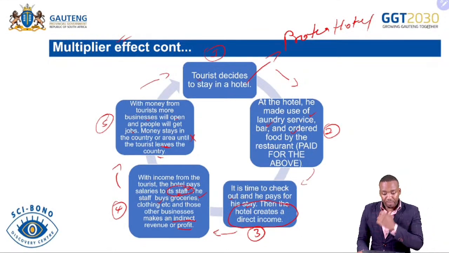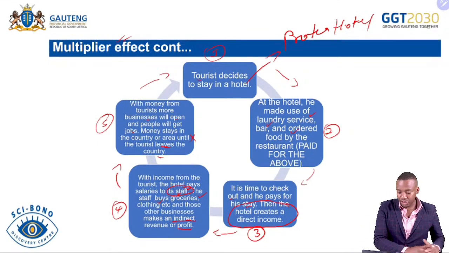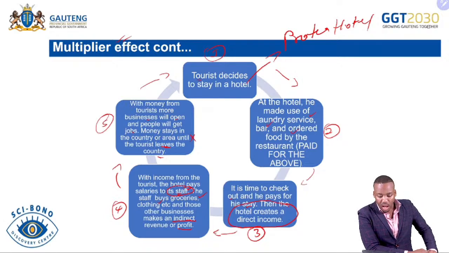Okay, right. We are back. We are still busy with foreign exchange. It is tourism. If you're not able to jot down the whole diagram, you can just take a picture of it, and then you'll write it down.